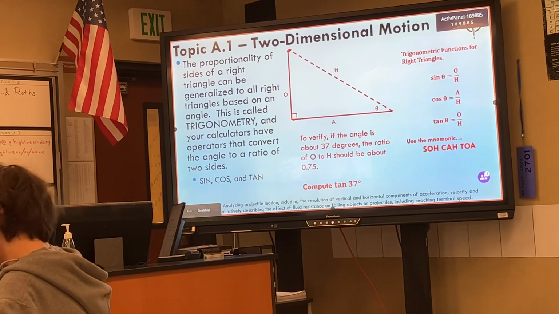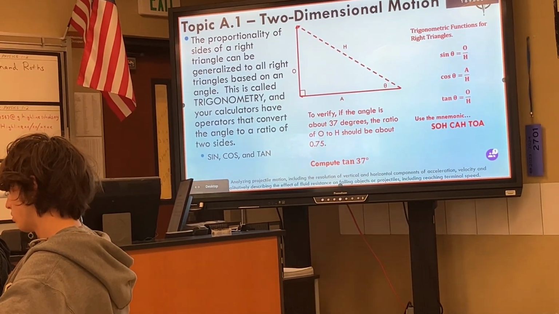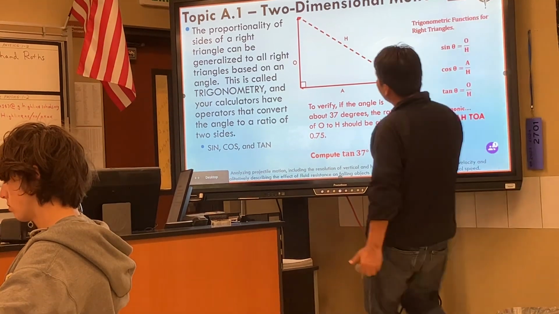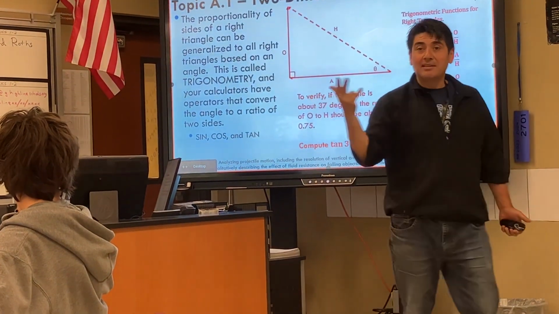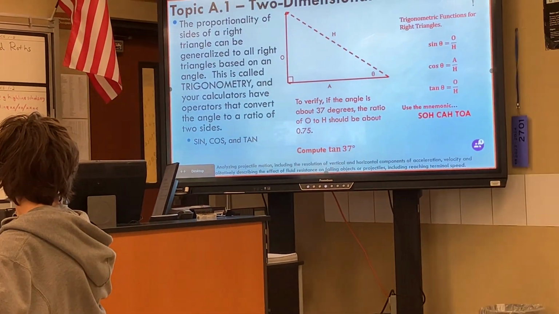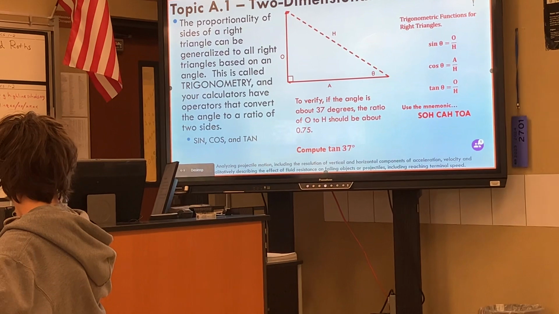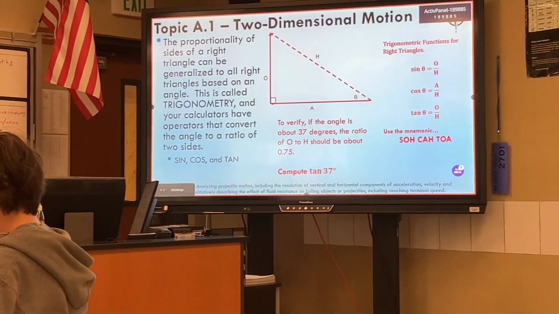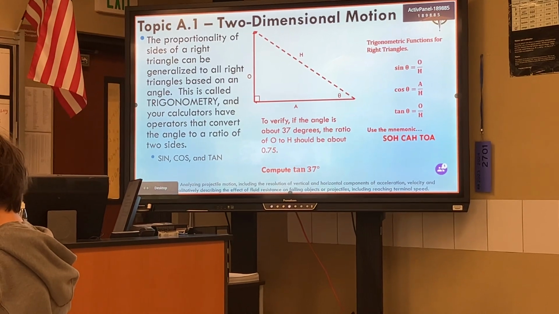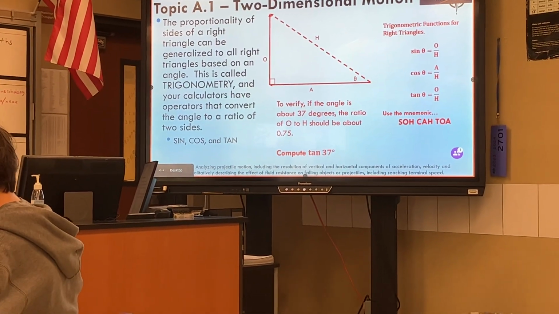Right? Now, think about that for a second. 0.75. In our other triangle, remember, this side was 3, and that side was 4, wasn't it? So what's 3 divided by 4? 0.75. So every right triangle that has an angle of 37, the ratio of one leg to the other is 0.75 if it's in that angle right there on the bottom.